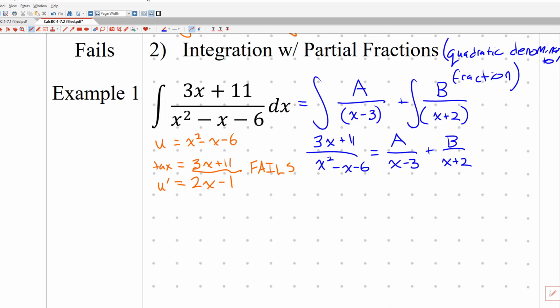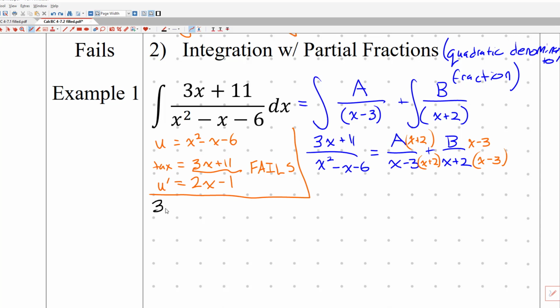I need to multiply A by x plus 2, and I need to multiply B by x minus 3. What that does is it makes all of the denominators the same, and I can only look at our numerators. So our numerators look like this. I should maybe box off this area. Our numerator now looks like this. Wait, I want to use a different color instead.